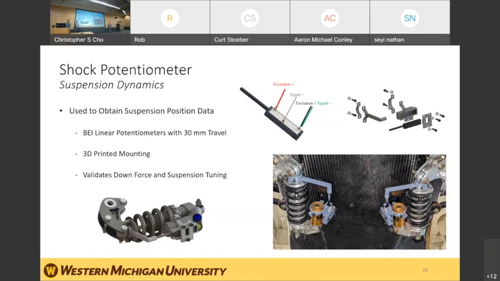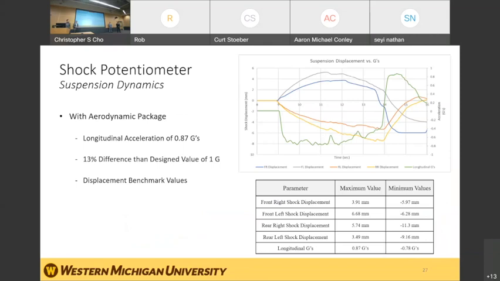A conversion factor of 6 was applied to convert from voltage to position due to the 30 millimeters of travel. 3D printed mounting, shown in both pictures, was designed in SolidWorks to align the potentiometer in line with the shock. Potentiometer position is important to eliminate any geometric factors that need to be accounted for during calculations.